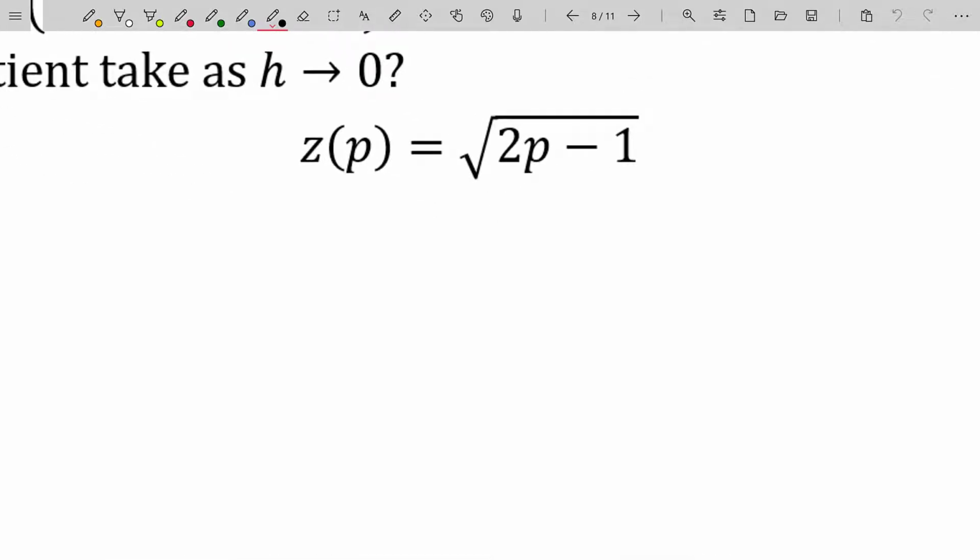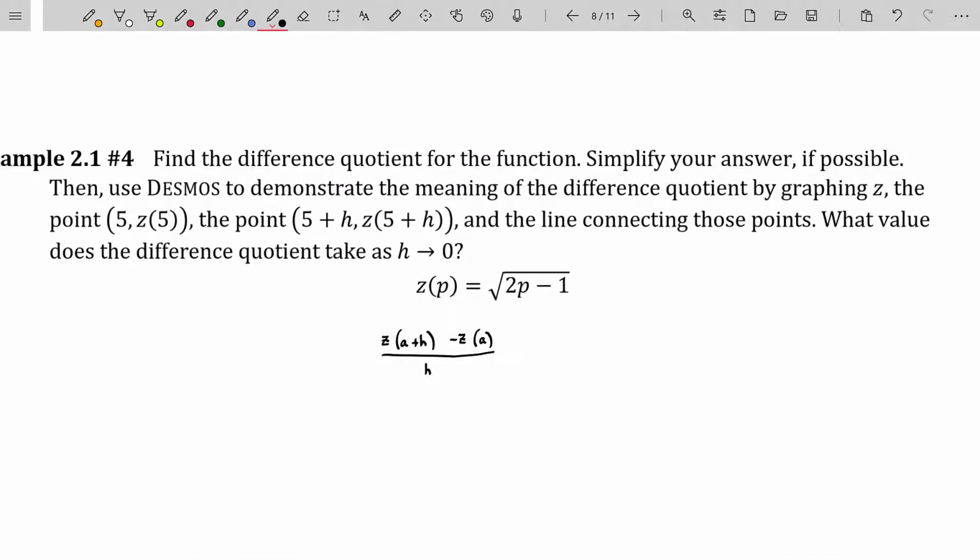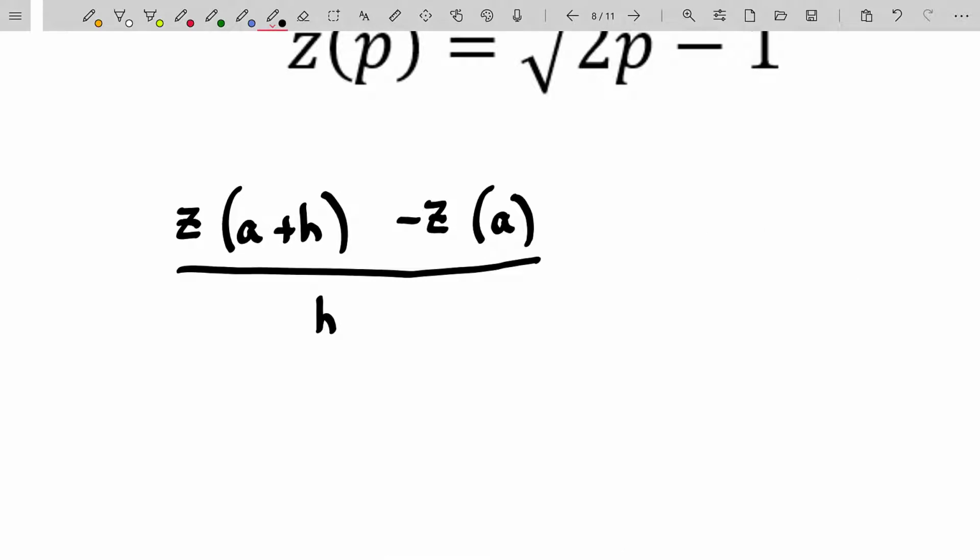But let's by hand find the difference quotient for this function. Now recall, the difference quotient is the following. However, in our case, our function name is not f, so we have to trade that out. Also, they tell us that later on we're going to be evaluating the difference quotient at the point 5 comma z of 5. I'd like to actually showcase that here as well, but let's just keep this very simple. Let's keep it just like this, the standard difference quotient.